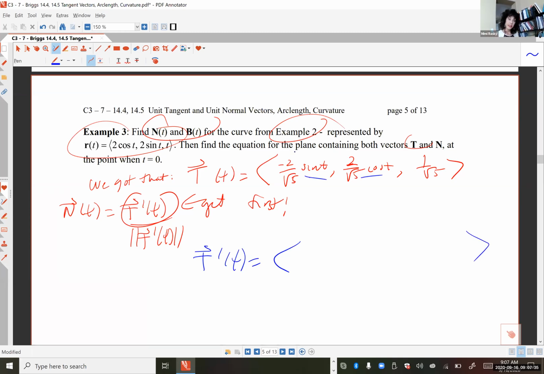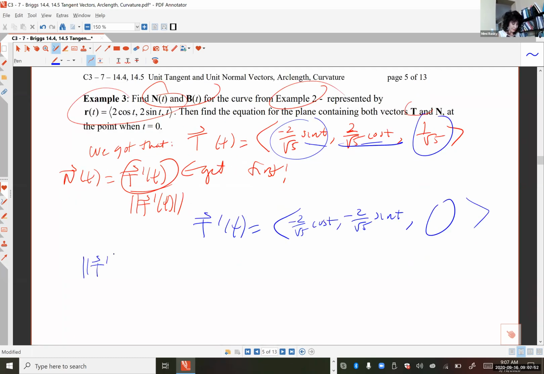So the derivative of negative 2 over square root of 5 sine is negative 2 over square root of 5 cos. And the middle component, the derivative of cos is negative sine, so you've got to put a negative in there. And the derivative of a constant is 0. Fine. And since you're going to unitize it, I might as well go ahead and get that magnitude.